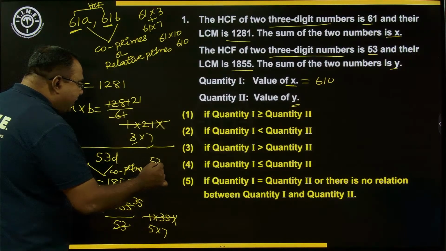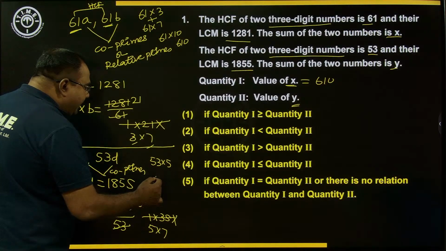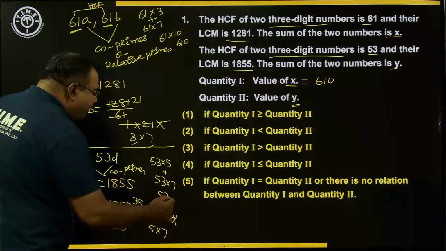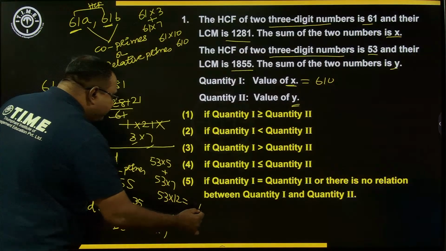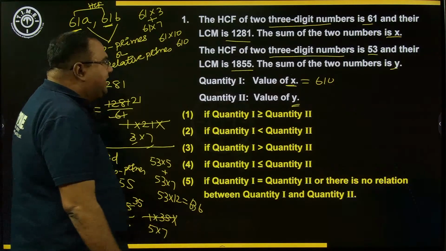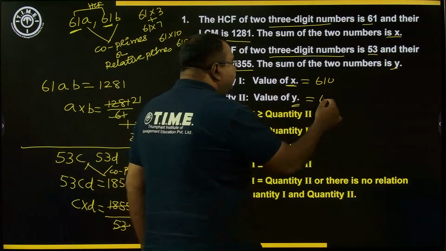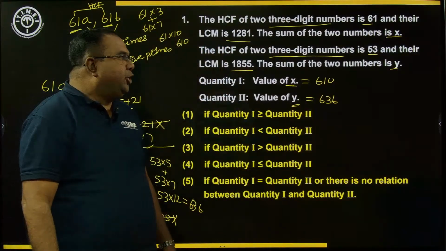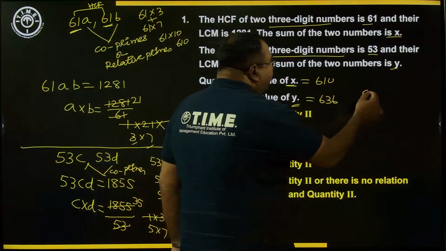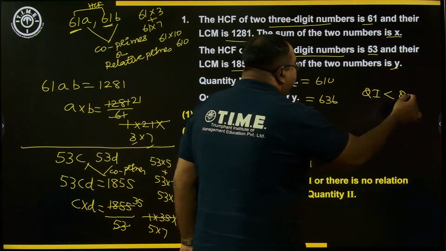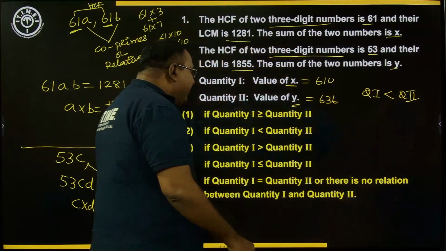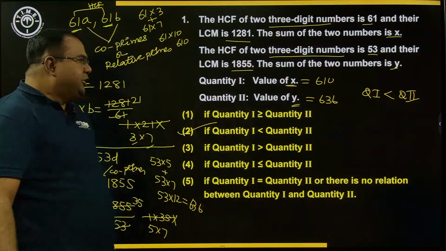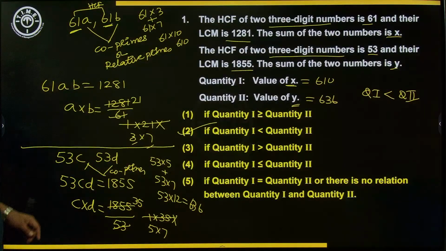So one number is 53 into 5. Another number is 53 into 7. Again, don't multiply and add. I want sum of these two. Take 53 common. 5 plus 7 has to be 12. So it has to be 636. This is my value of y. So clearly I can say quantity 1 is 610. Quantity 2 is 636. My quantity 1 is clearly less than quantity 2. Now, among the given choices, if you observe, quantity 1 less than quantity 2 is present in choice 2.